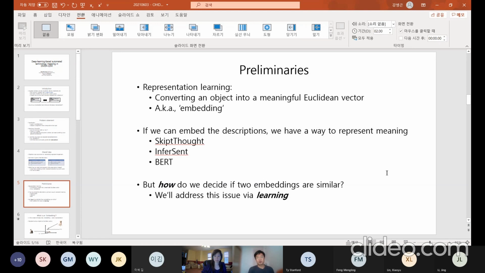But of course, even if we do manage to embed these description texts, there's still a problem of how to decide if two embeddings are similar. That issue is the learning part. We're going to address that issue by proposing a neural network architecture that can perform similarity computation.